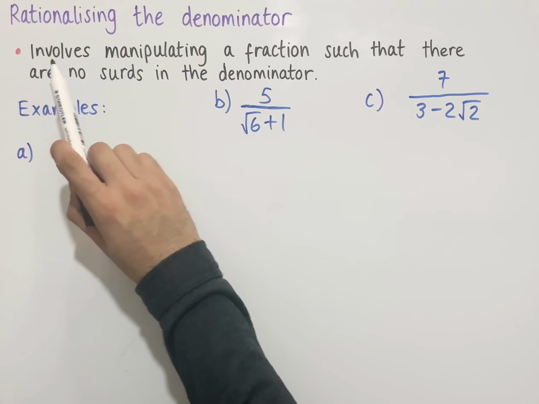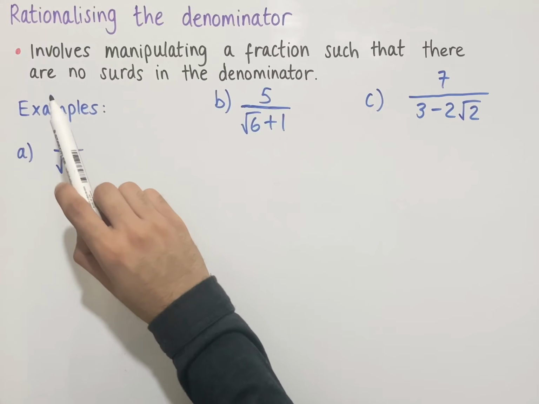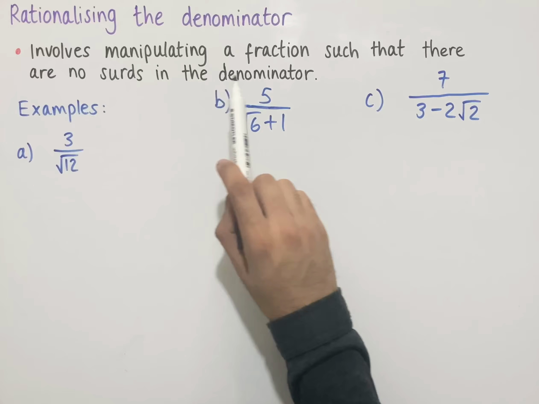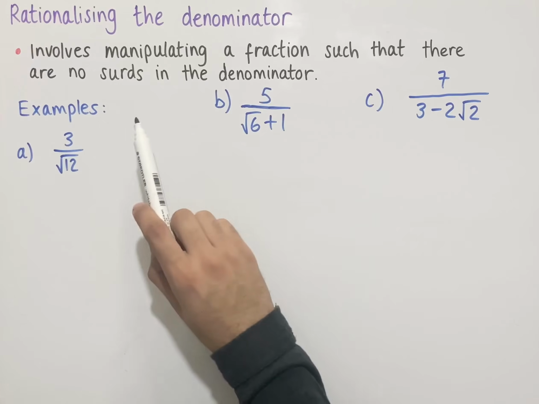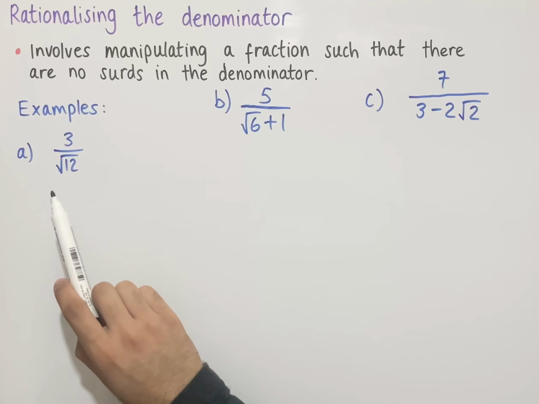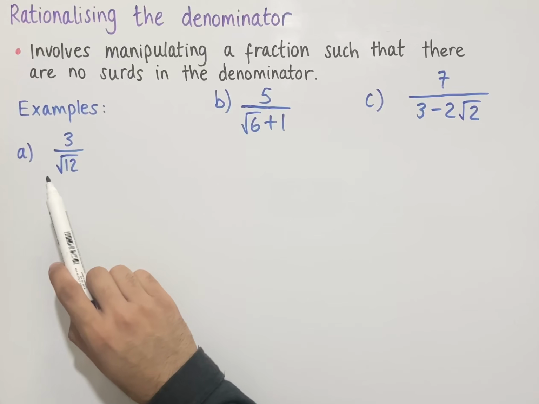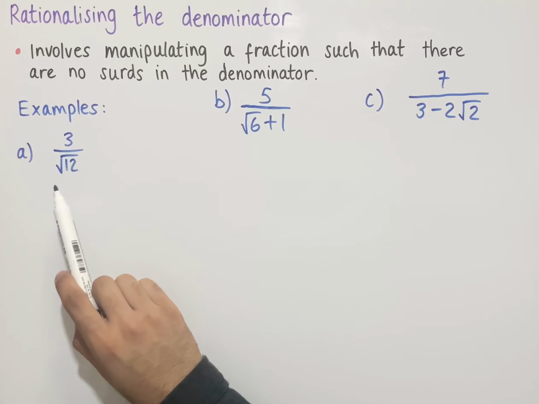Let's look at rationalizing the denominator. So this method involves manipulating a fraction such that there are no thirds in the denominator. So let's look at some examples. The first example says 3 over root 12.